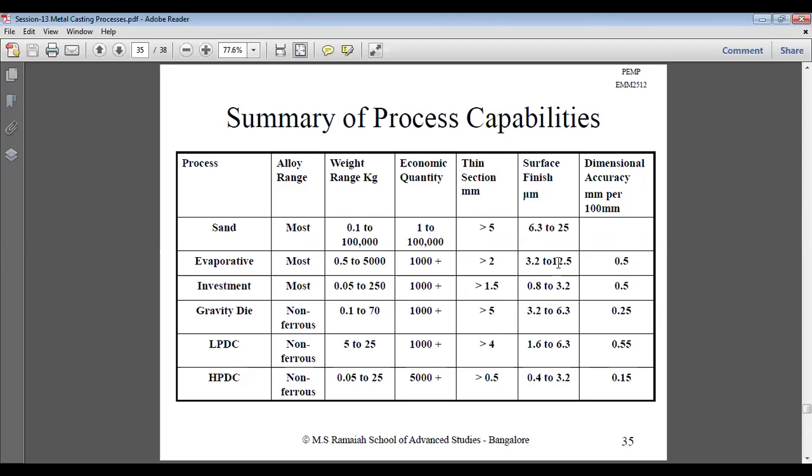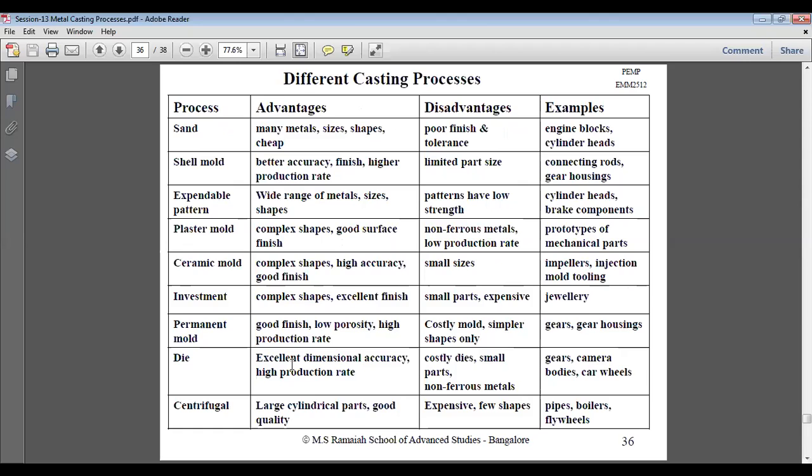And where we need good dimensional accuracy and 1000 plus parts, we have to choose evaporative methods, then investment methods, good dimensional accuracy, and good surface finish also. So gravity die casting is also very good at dimensional accuracy. So we can find perfect shape and size in gravity, low pressure and high pressure die casting, and also in investment and evaporative castings. So these two are used for any material, whereas the last three are used for only non-ferrous metals and alloys. So these are the advantages and disadvantages of different casting processes, and examples.